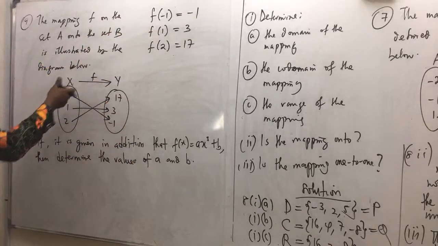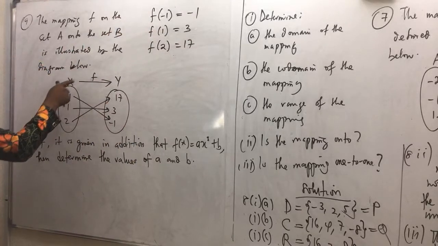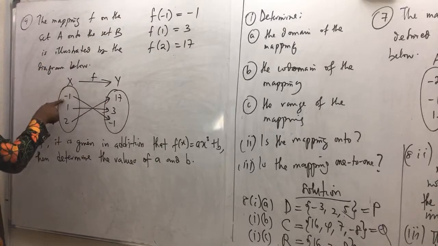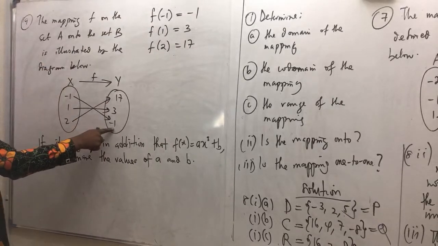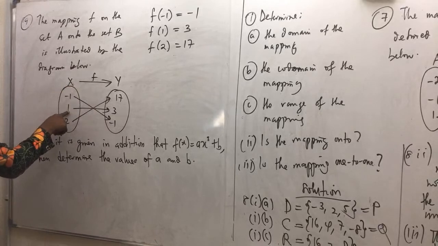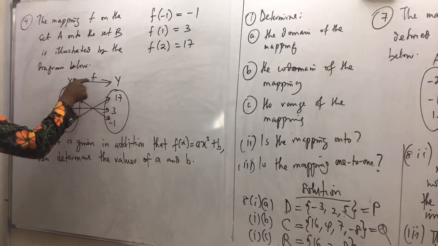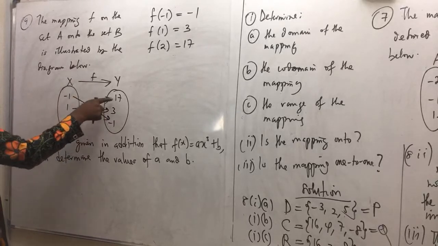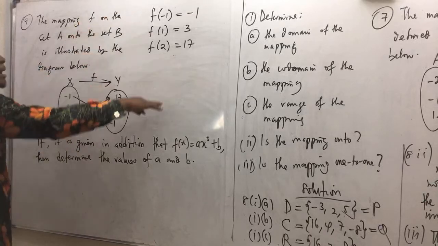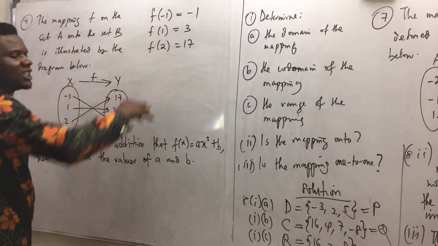These values are coming straight from the mapping. In this mapping, the f image of -1 is -1. The f image of 1 is 3. The f image of 2 is 17. So you bring them out. Why are you bringing out these values, guys?